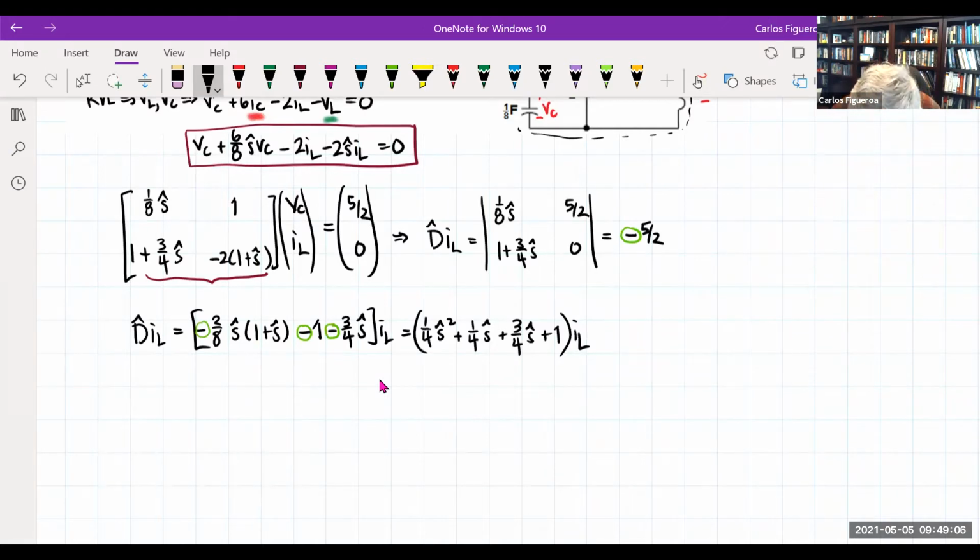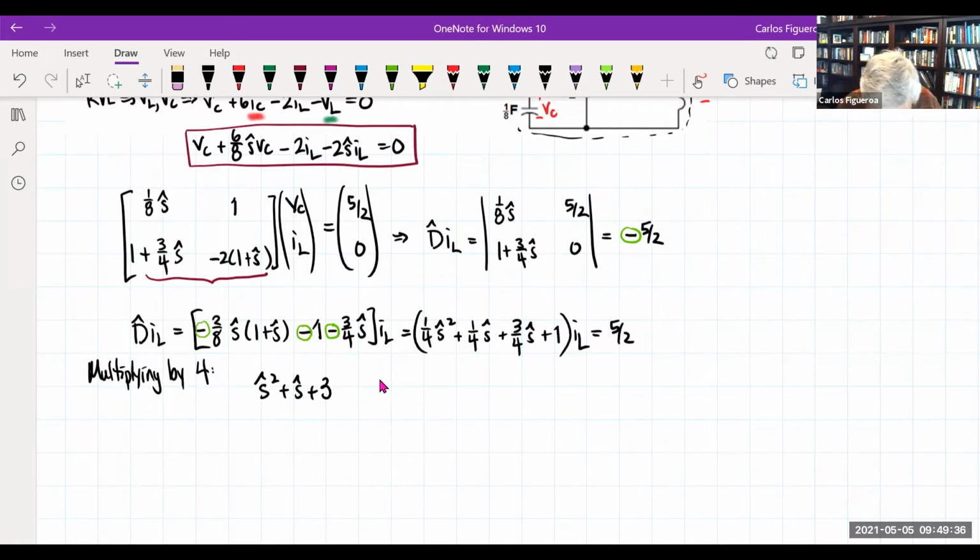So then this guy has to equal 5/2. So look what I'm going to do. I'm going to multiply through this guy with a 4 here. So if I multiply this thing by 4, then I'm going to get it has squared S hat plus 3.